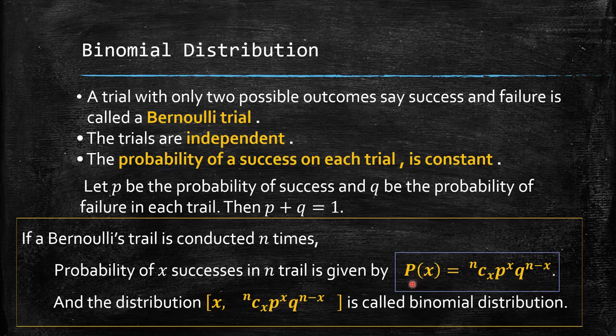This is the probability function of a binomial or Bernoulli trial, and the collection of x along with its probability function, that is x and nCx p power x q power n minus x defined for each x, is called the binomial distribution. So binomial distribution is based on the total number of trials and the probability of success p. If I know the total number of trials and the probability of success, then I can find q, that is 1 minus p, and calculate the probability of x successes out of n trials.